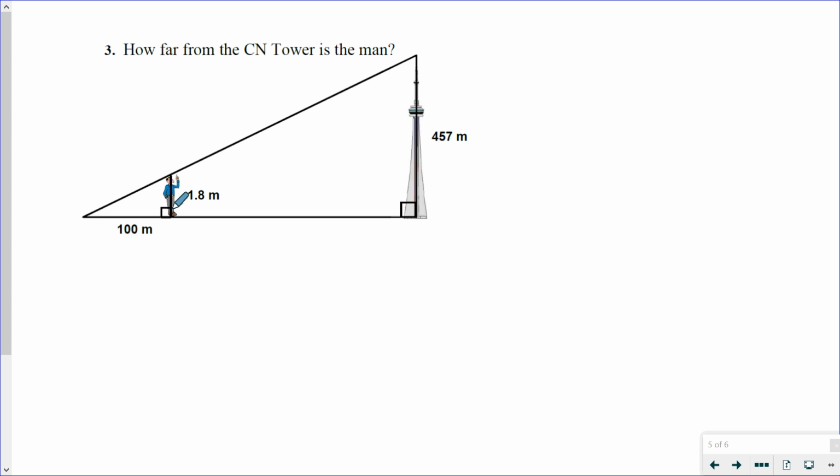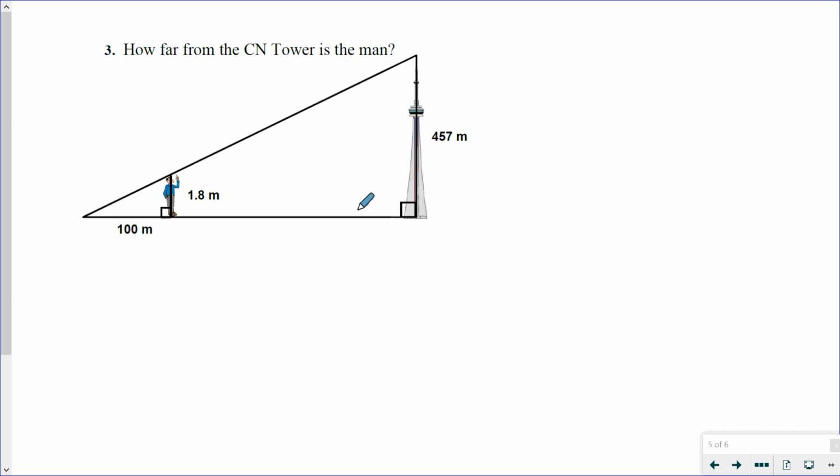Now we have another problem where you have a triangle inside of a triangle. Now this one's done a little bit different than the rest of them. So here you have a man who is 1.8 meters tall, and the CN Tower is 457 meters tall. The distance the man is from this acute angle is 100 meters. But the distance from this angle to the CN Tower is 100 plus another distance.